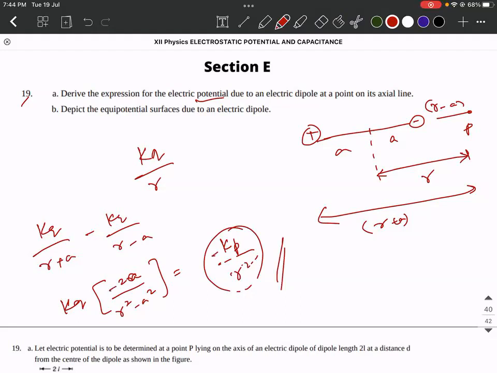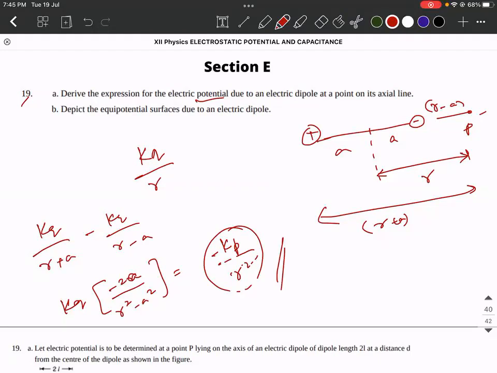Actually, in this case, it will be minus Kp divided by R square, because you're getting minus 2. It's closer to the negative charge, that is why it is minus Kp by R square. Had it been closer to the positive charge, you would have got Kp divided by R square.